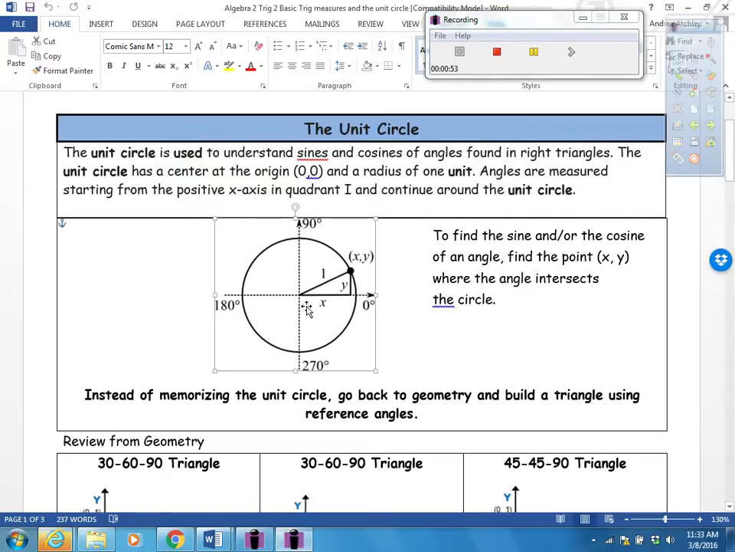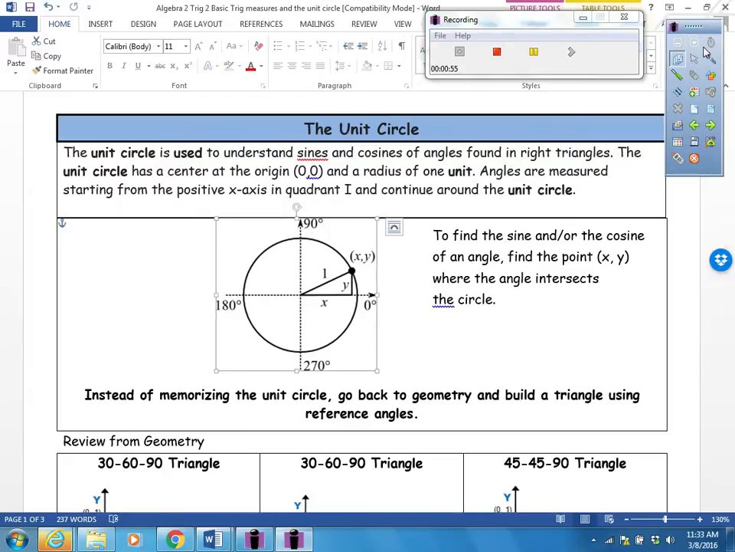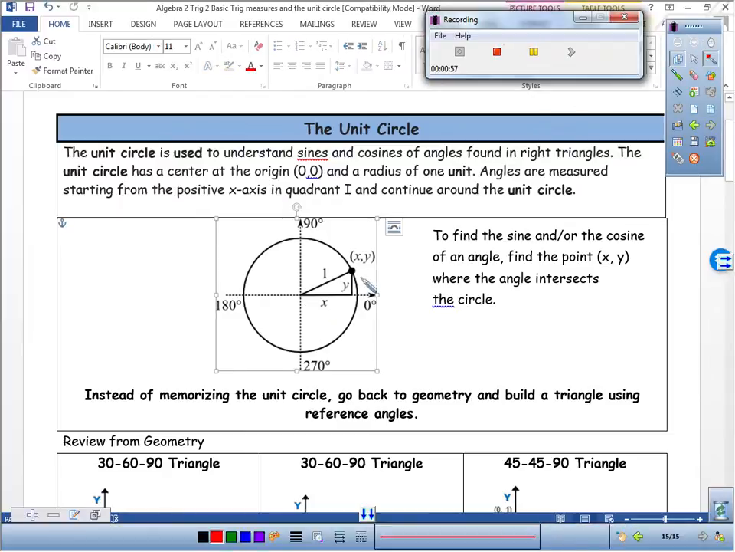This is the radius of 1. The hypotenuse is always the radius in your triangles, just so you know. To find the sine and cosine of an angle, you find the point x and y. X represents the cosine, and y represents the sine.